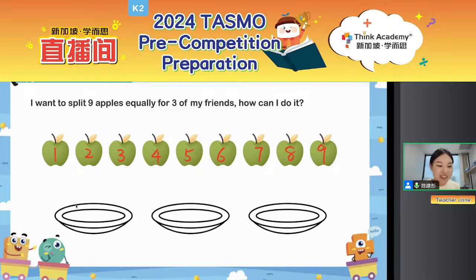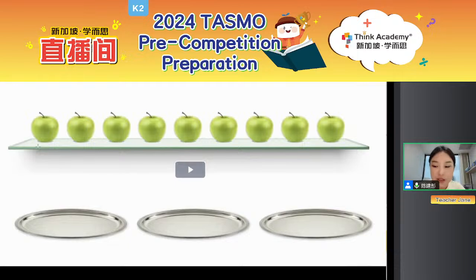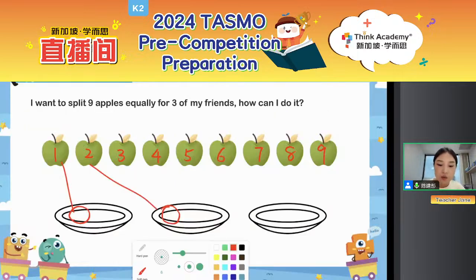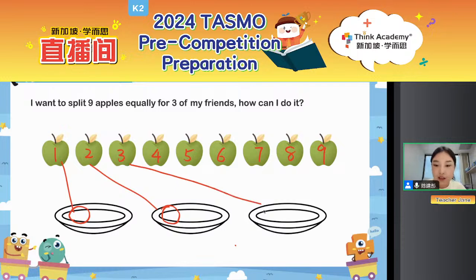Okay, I've already got some answers in the chat box. Yes, there are 9 apples. So we can see 1 apple for the first plate, another apple for the second plate. So we just share them one by one and then get to know how many there will be for each plate. Okay, so everyone, let's do it right now. The third apple, we will put it in the third plate, right? And then the fourth apple for the first plate, fifth apple for the second plate, sixth apple for the third plate, and then 7, 8, 9.